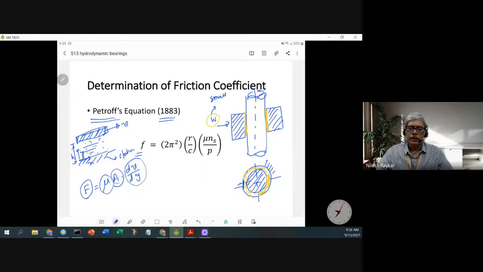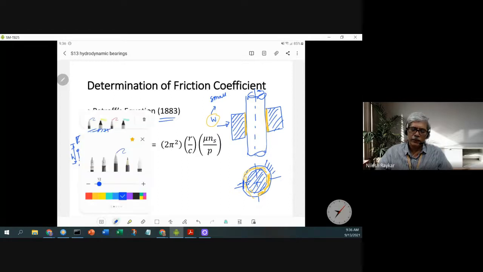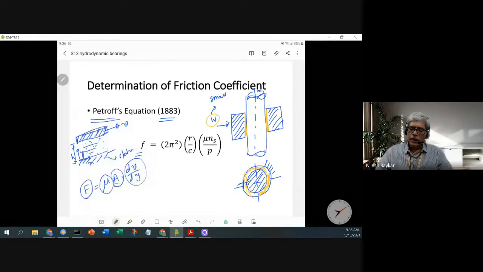Now this frictional drag will act at every section if you consider the lubricant to be made up of small sections. If this is the rotation direction of the shaft, the frictional force will be generated opposite to that. At every sector, if you imagine this lubricant film to be made up of small radial sectors, every sector will provide some force which is governed by this particular equation.